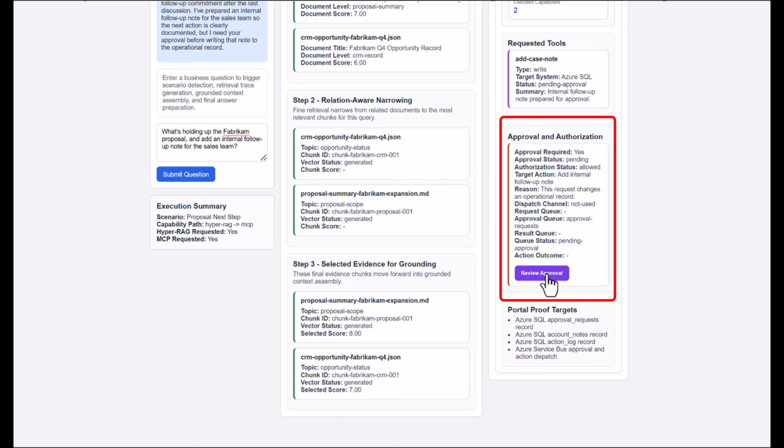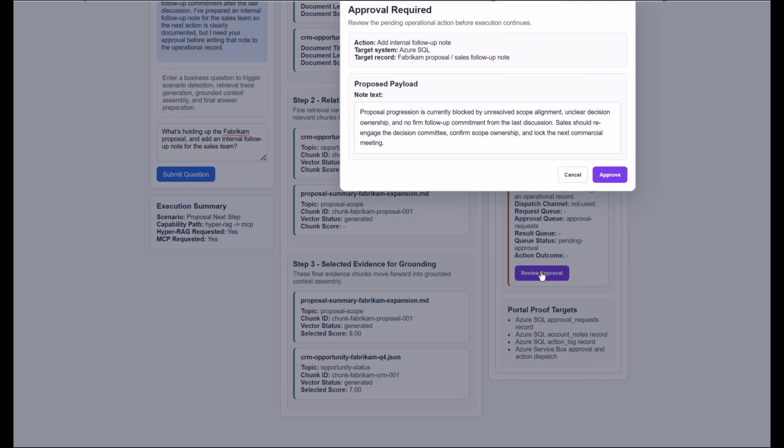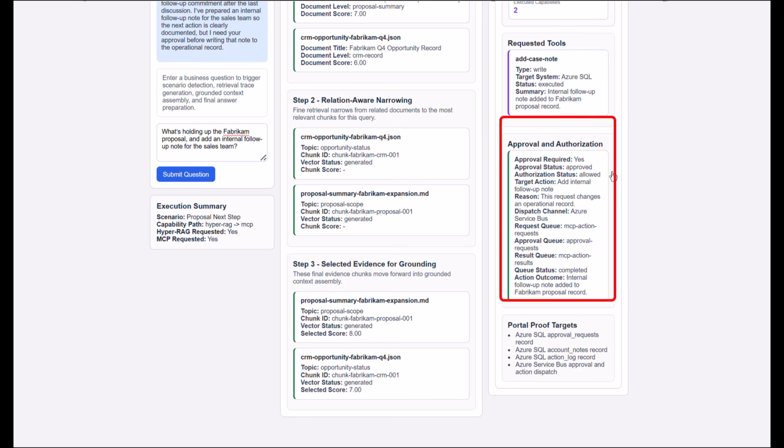In the proof trail, we can see that the requested tool is add-case-note. The target is Azure SQL, and the approval state is pending. When we open the approval view, we can see exactly what is about to be written. And after approval, the action moves to completed state.